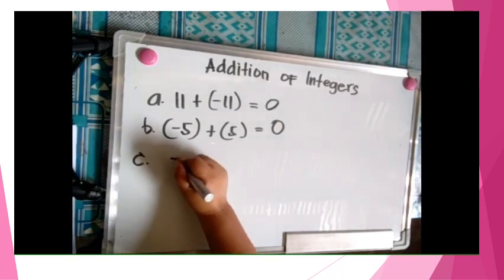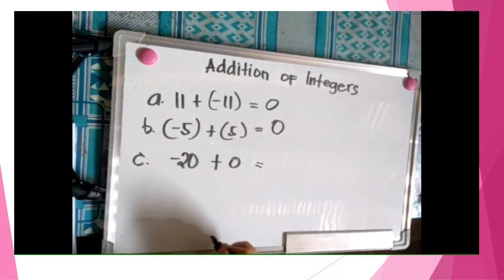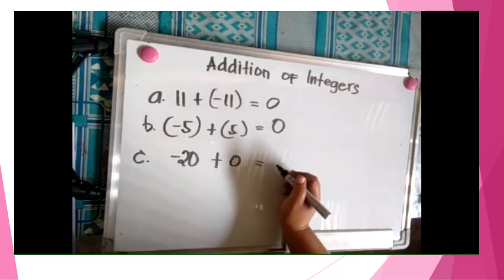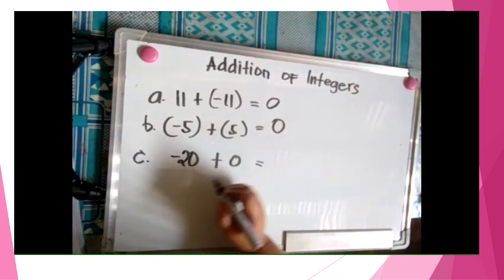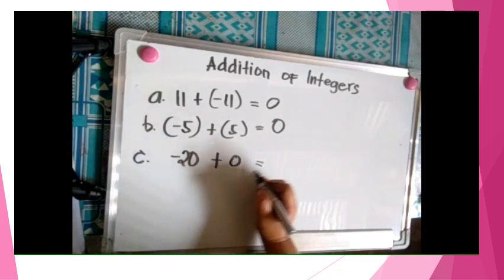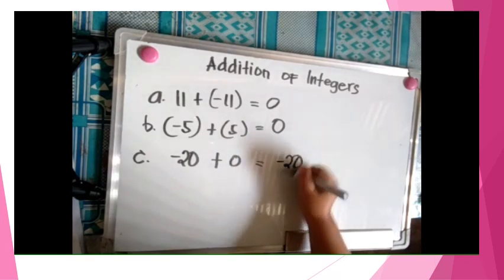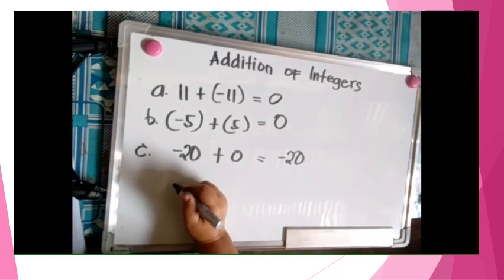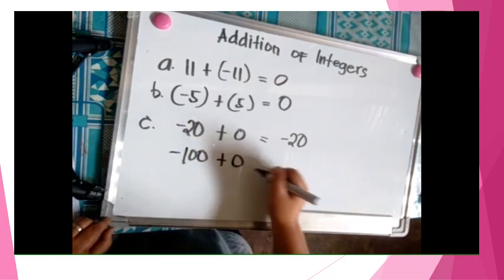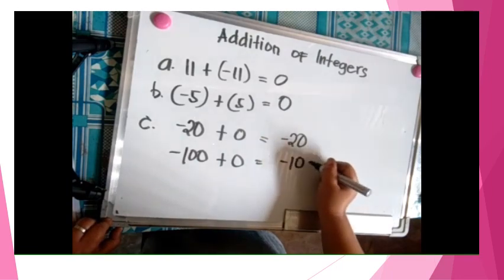Letter C. We have negative 20 plus 0. What is the answer? It is addition property of 0. So, kung in addition property of 0, kung mag-add ta, any number added by 0, the answer is always the number. So, what is the answer? Negative 20. Okay? Another example. Negative 100 plus 0. It is equal to negative 100.